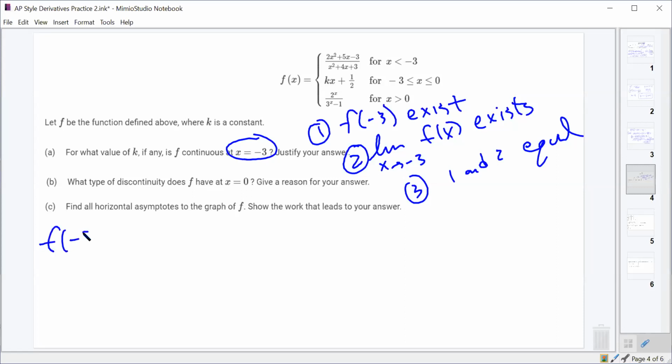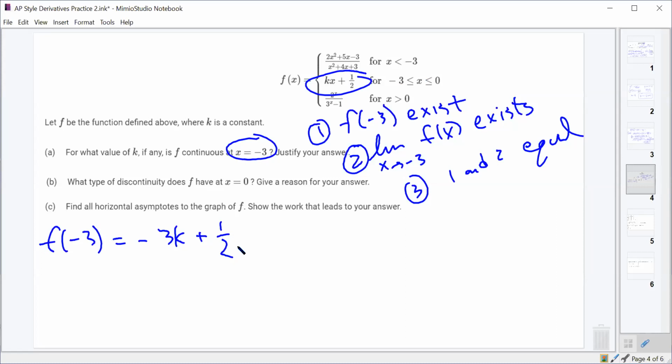So first off, does f of -3 exist? What's f of -3? Well, we should use this middle one because that's where it's equal to -3, and that's -3k plus a half. So no matter what constant k is, that value exists. That's an actual value, right?